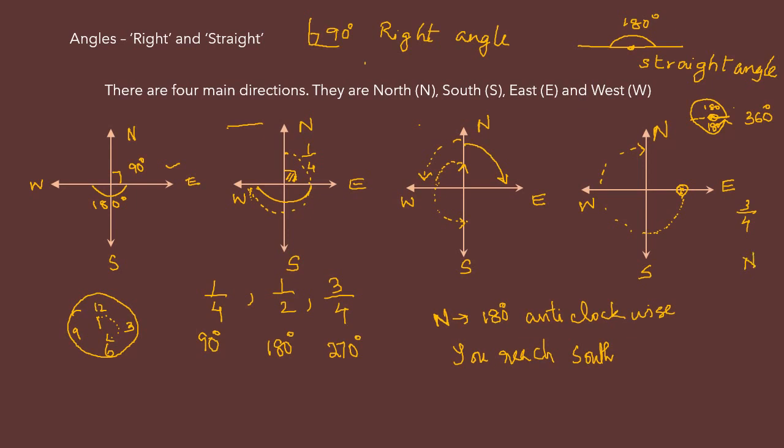Understood? Now the same question, if I ask from east anti-clockwise direction, you have to move 3/4. So anti-clockwise means you move from here this way. 3/4 means 3 portions you move, and you will be reaching south. So this is what you should understand about the angles and the directions: when I ask you to move a half turn or 180-degree turn, or a 3/4 rotation clockwise or anti-clockwise, where you will be reaching. This is what we are learning here.